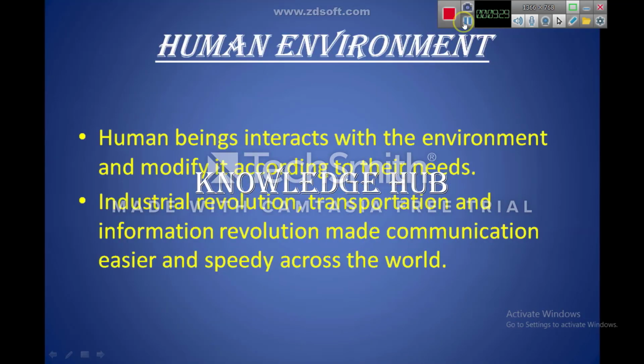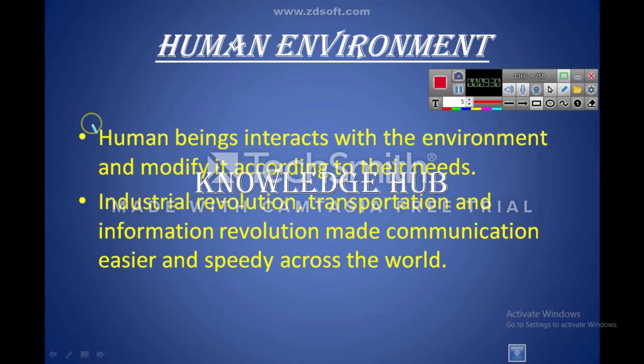Now, human environment. What is the meaning of human environment? Human beings interact with the environment and modify it according to their needs. Human wants are unlimited. To satisfy their wants, they produce different types of things. But in earlier days, humans adapted themselves to the natural surroundings. They led a simple life and fulfilled their requirements from the nature around them.